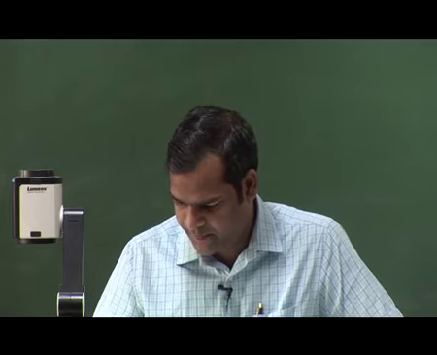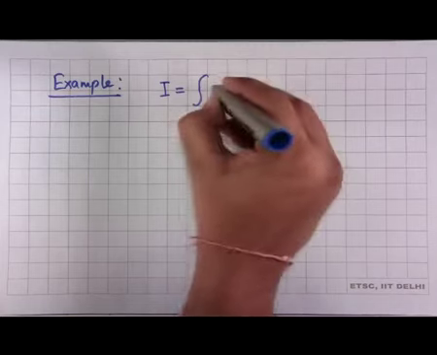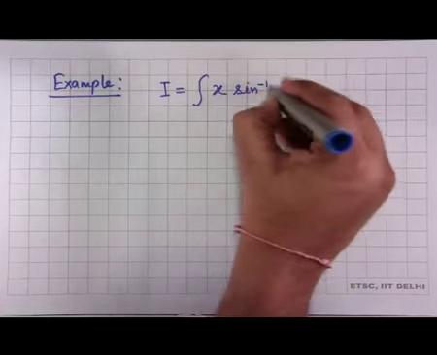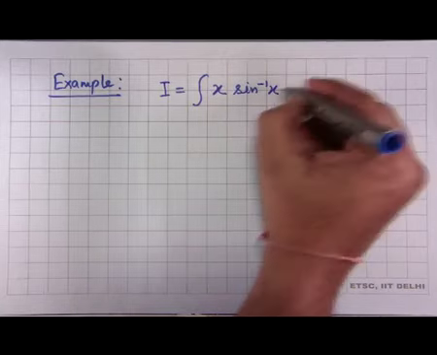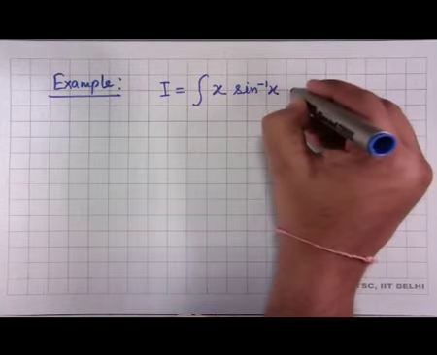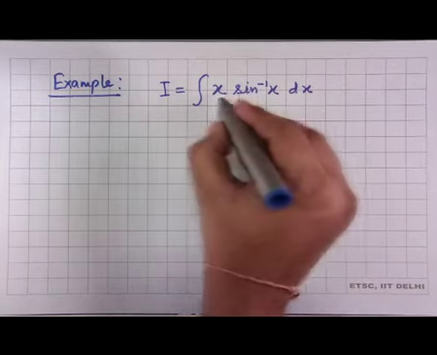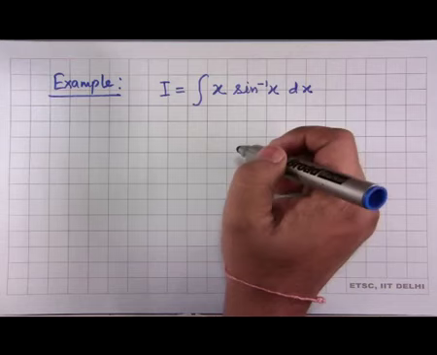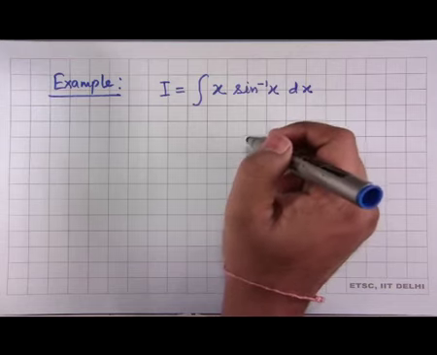So, I will give you another example here. Suppose that we have to find the integration of x sine inverse x. This involves an algebraic function and an inverse trigonometric function. With the previous experience, we know that integration of sine inverse x will be troublesome.